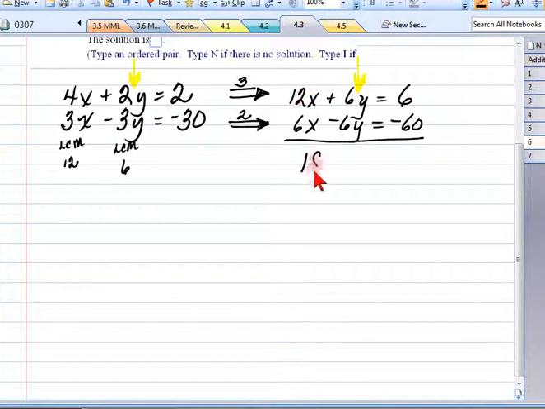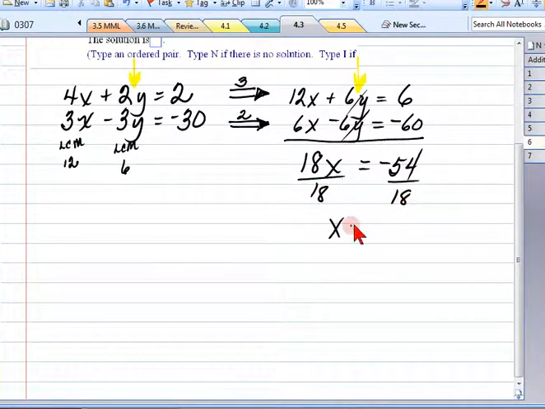Add those for 18x. The y's cancel out. Positive 6 and negative 60 is negative 54. Divide by 18, and x is equal to negative 3.